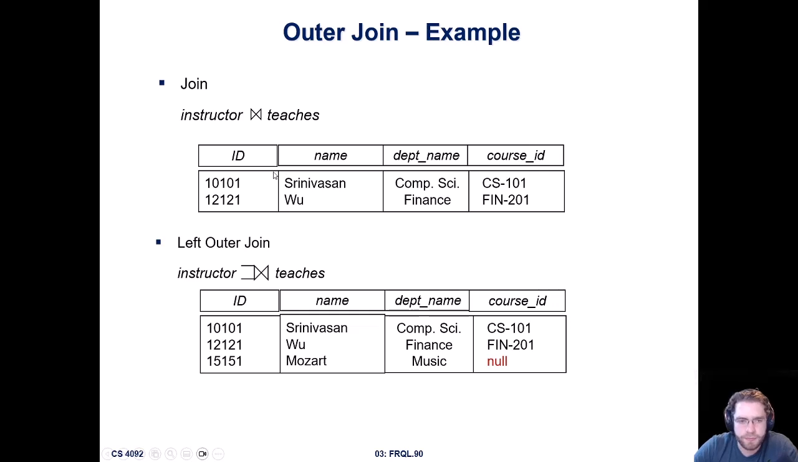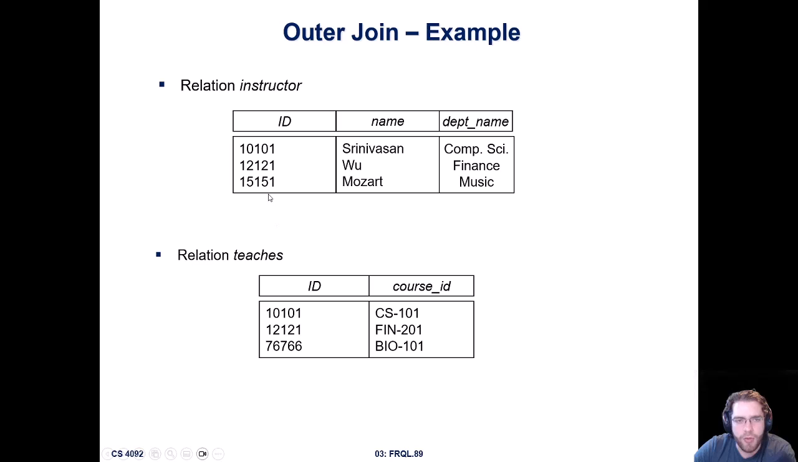Excuse me, the IDs that existed in both. Now we could try to do a left outer join, right? So we could say instructor, this is our bracket for left outer join. It's on the left side of our join symbol. And join that with our teaches. So we can go back here, and we know that 101 is in both of these. 121 is an ID in both of them.